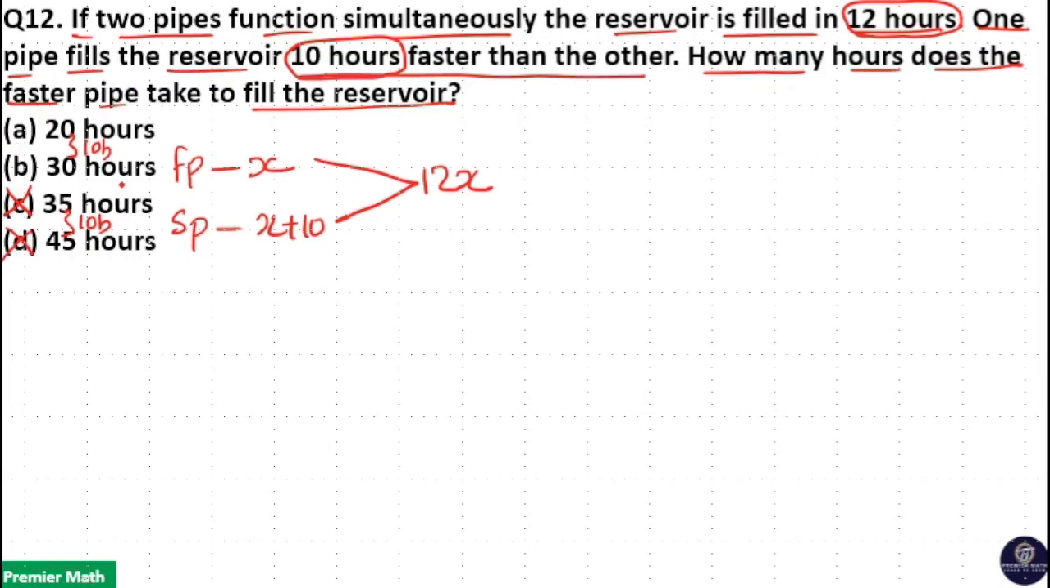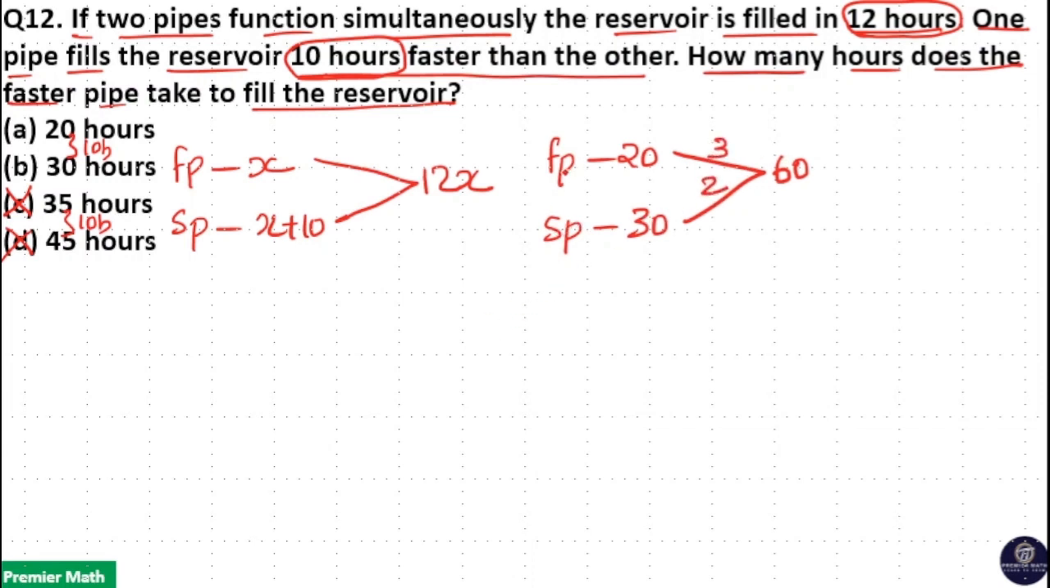Now, if I take A and B, that is, let's take the faster pipe takes 20 hours to fill the tank and the slower pipe takes 30 hours to fill the tank. Now, the difference is 10 here. Now, take the LCM. LCM of 20 and 30 is 60, which is clearly a multiple of 12. Now, 20 goes 3 times in 60, 30 goes 2 times in 60.